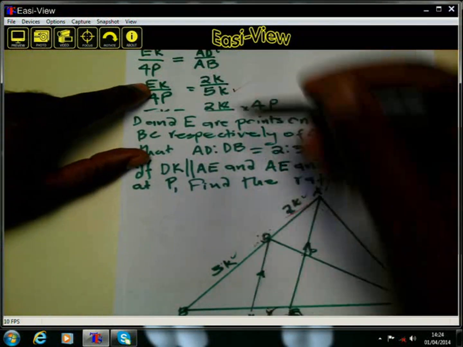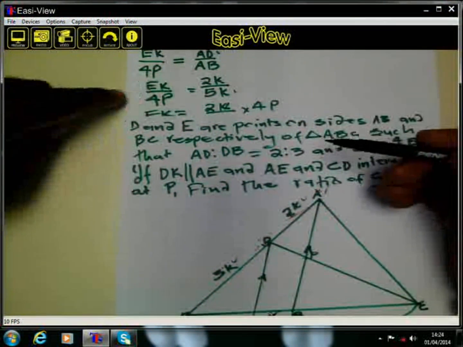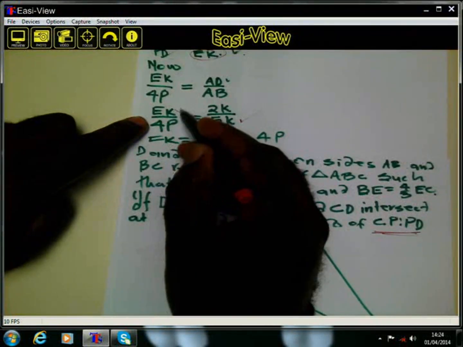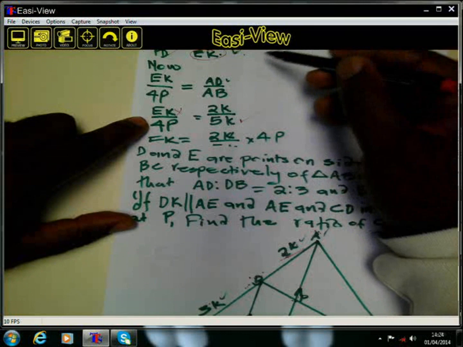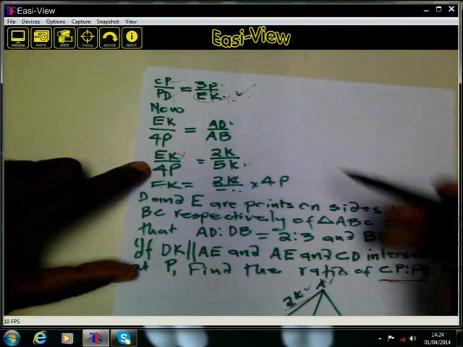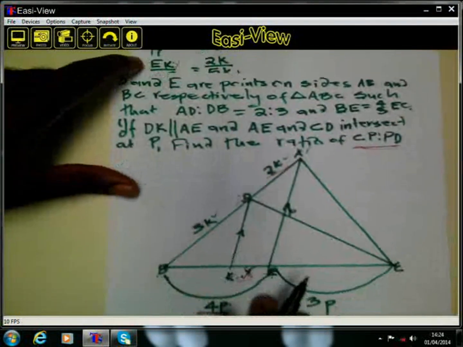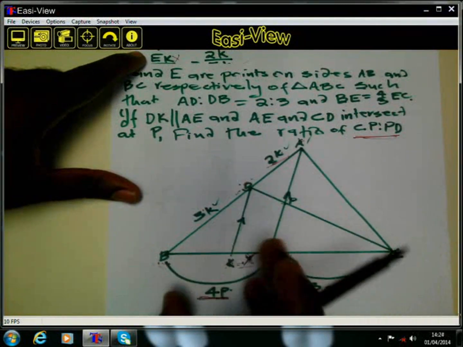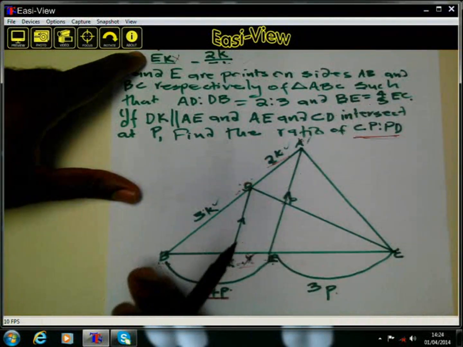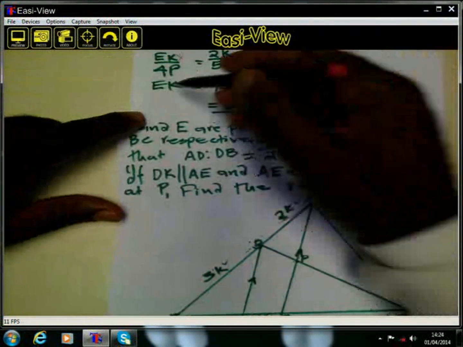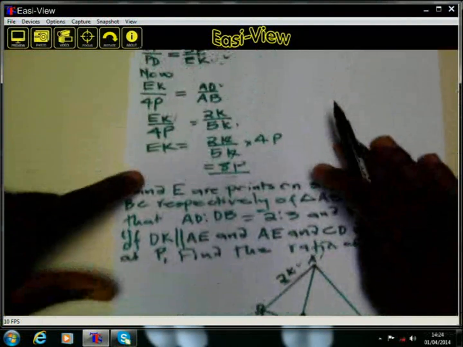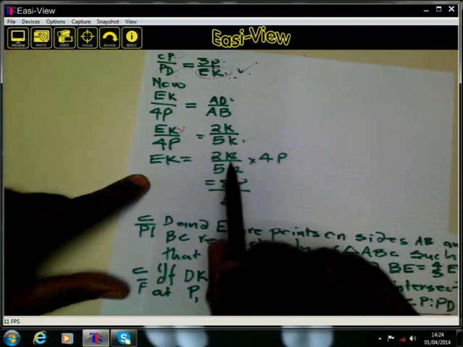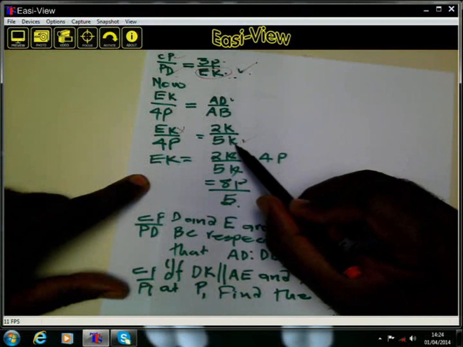Now, at least when we are here, we are able to move, because this will enable us to determine the EK that we could not solve with the first. Here we could not get it. But now that we have moved to this triangle, we have moved away from the other because we could not get enough information. Now it means we can solve for EK. That's why we say EK over 4p must be equal to 2K over 5K.